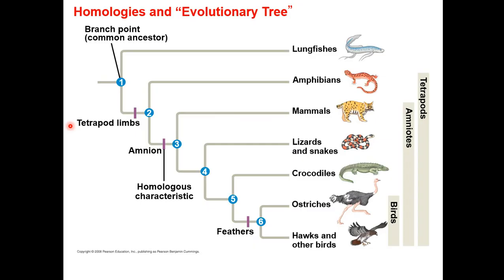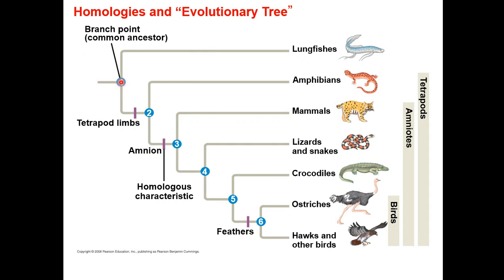So, look at this one. These are homologies and an evolutionary tree. Among all these organisms, lungfishes, amphibians, mammals, lizards, snakes, crocodiles, ostrich, hawks, and other birds, kung makikita nyo, ang common ancestor niya, ito yung pinaka-first branch point. All these organisms, yung common ancestor niya, ito, yung number one. Nagbabranch out siya kapag merong acquisition or change in trait.